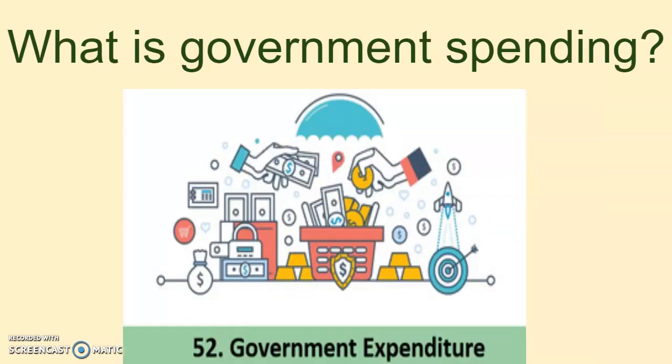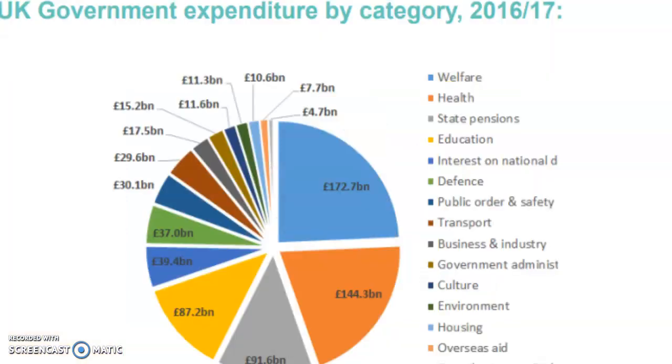Now, what is government spending? So remember that we've looked at this before. Government expenditure refers to the money spent by the government on the acquisition of services such as the education service, the health service, the public security service, and many more.